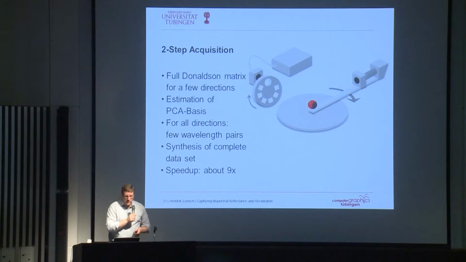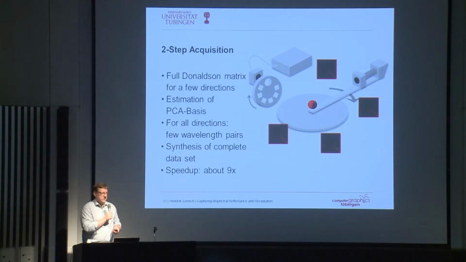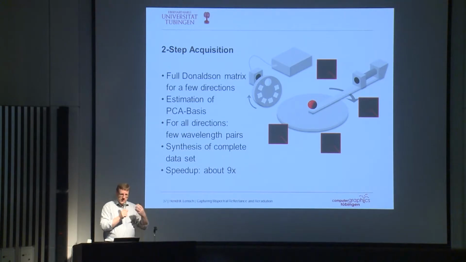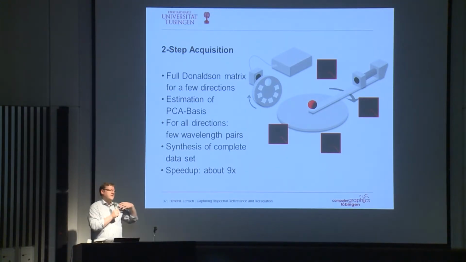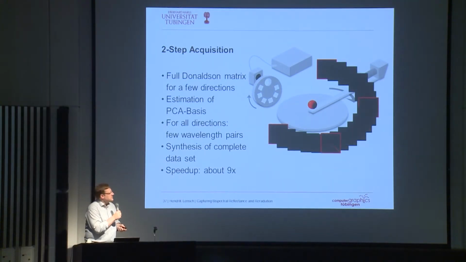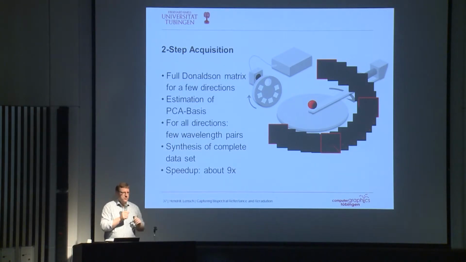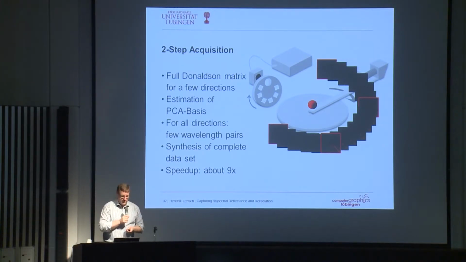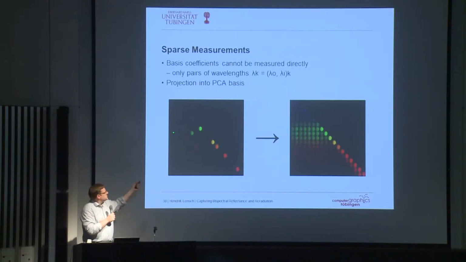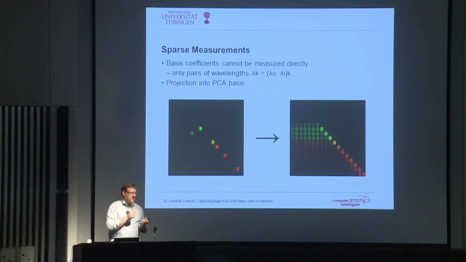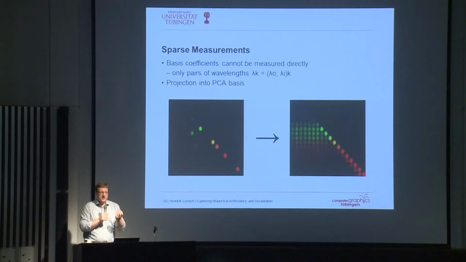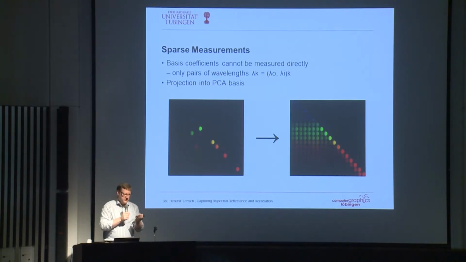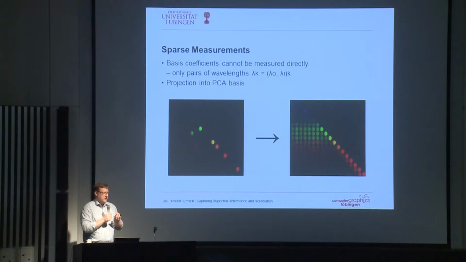And what we did now is we took a sparse set of locations for which we acquired the full Donaldson matrix in this very slow process. We then, from that, learned the PCA space. And for all the intermediate locations, we just did a sparse sampling of a very few pairs of wavelengths. And then from that, we recovered the full matrix again, okay? So for all the intermediate states, we just have these collections of 8 to 15 pairs. And this is sufficient to fully nail down the full information about the Donaldson matrix for this set of directions. And by that, we can easily speed up the entire process.